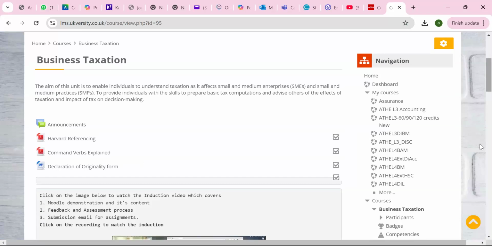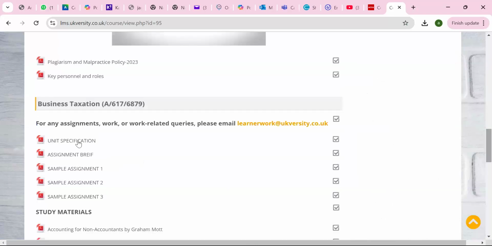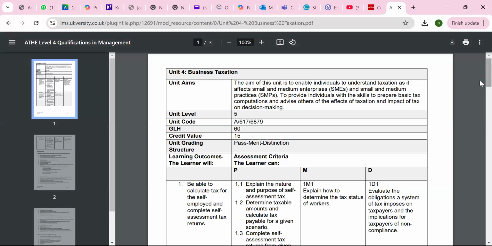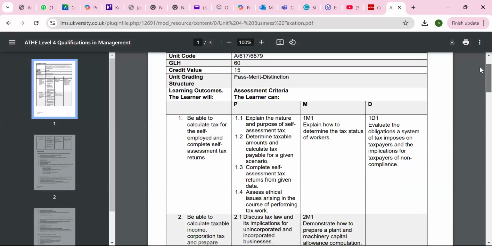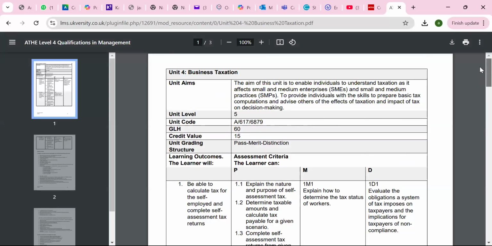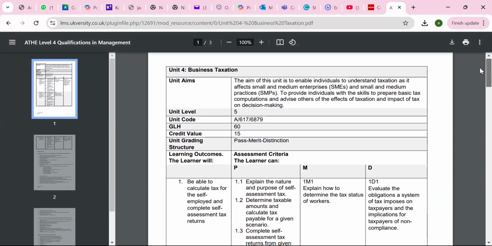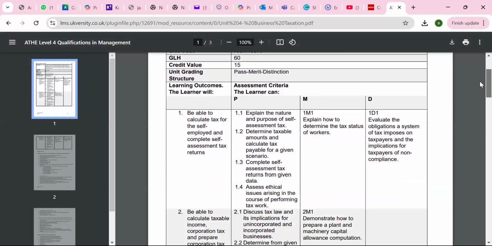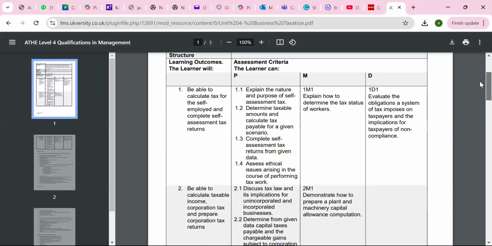So in today's lesson, we'll discuss the unit specification first and what we're supposed to learn over the next few weeks. The aim of this unit really is to develop our individual understanding of taxation, especially for small and medium enterprises. We'll go through the basic tax calculation, and our first learning outcome is to be able to calculate the tax for the self-employed and complete the self-assessment tax return.